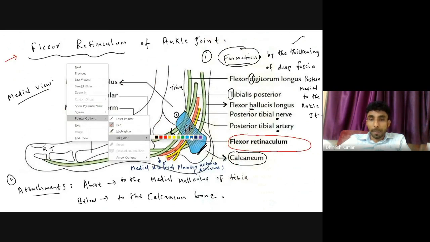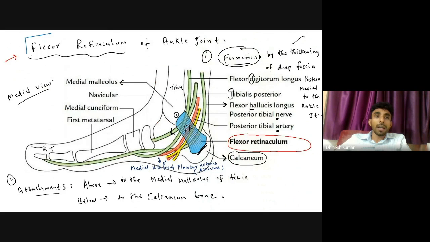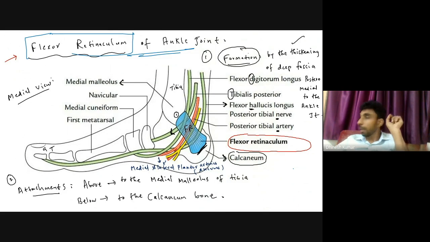See, sometimes the flexor retinaculum of ankle joint may be pinned. In this diagram, this blue color structure is the flexor retinaculum of ankle joint. I don't have the spotter's specimen for the flexor retinaculum. Anyway, make sure if it is asked, you are answering correctly.